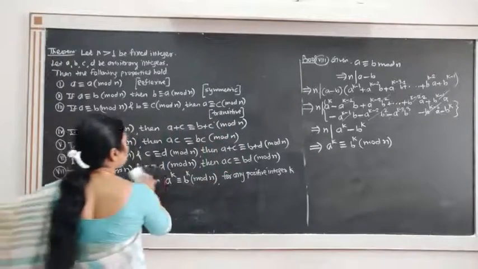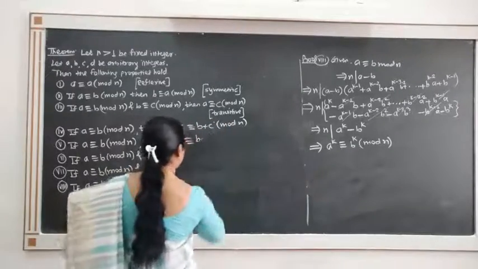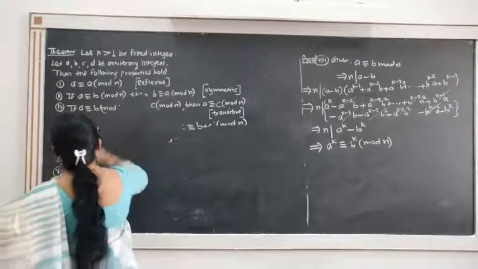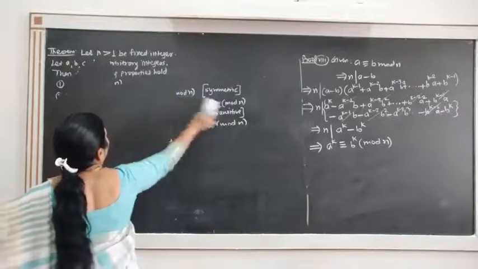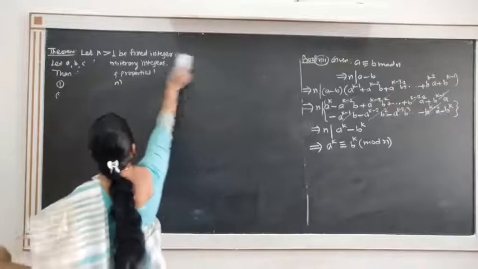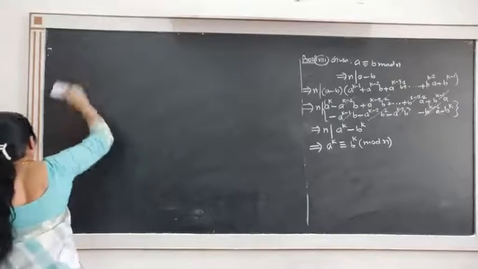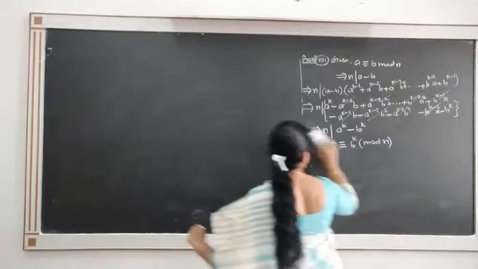Now note, we have seen the properties of congruence, but one of the properties, that is the cancellation law, may not hold good in congruence modulo N.